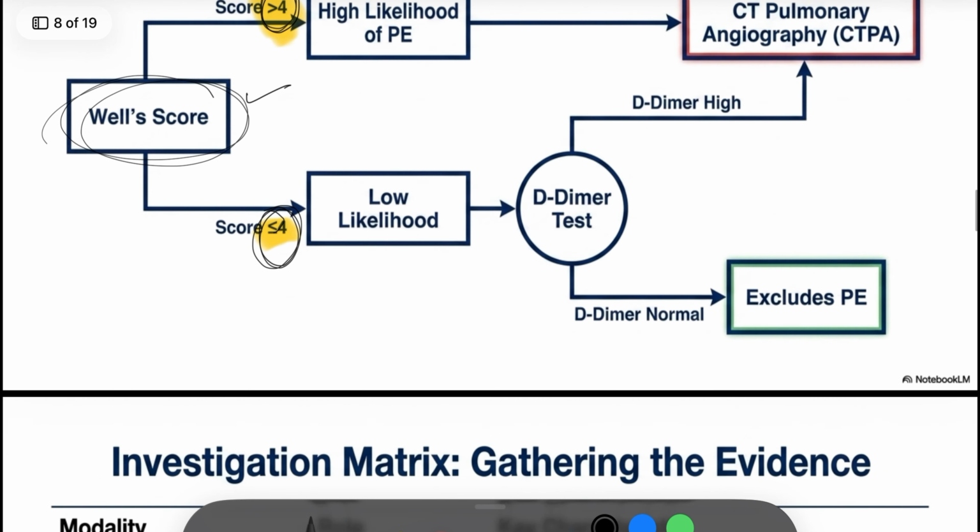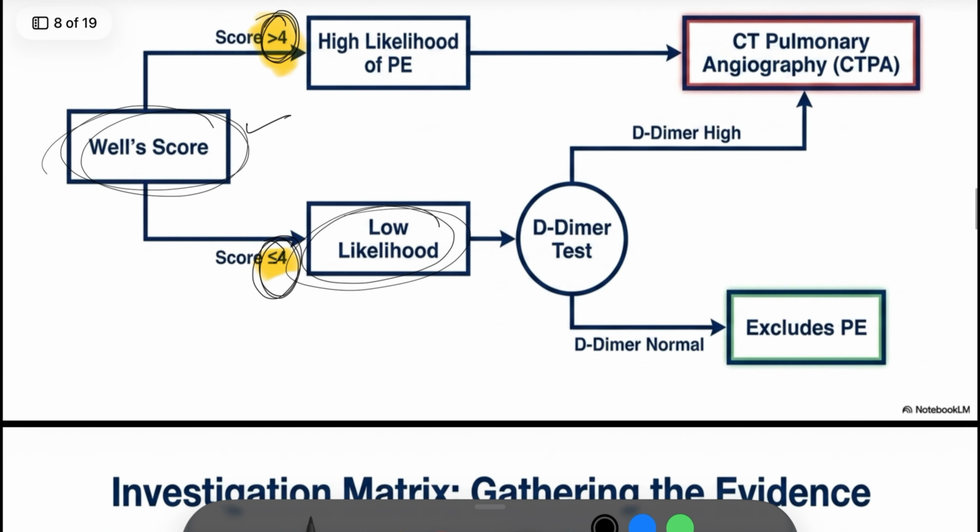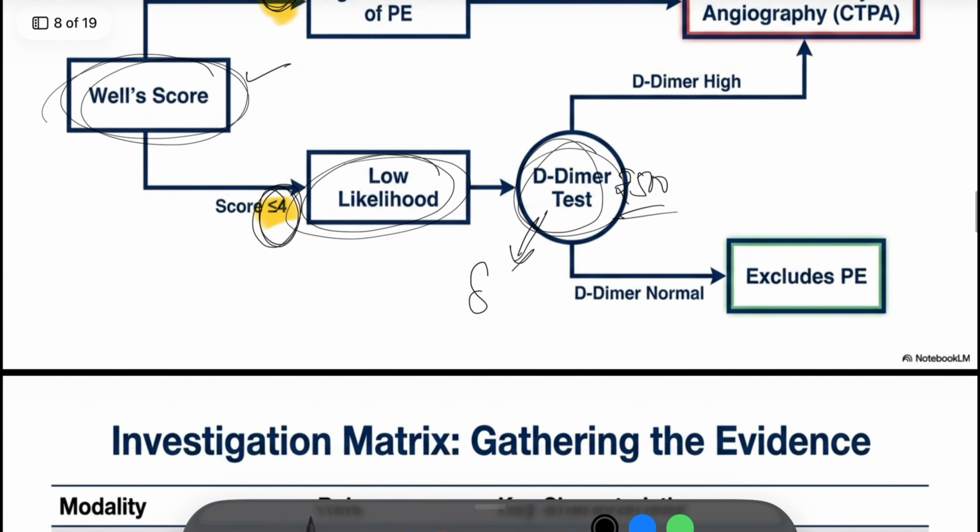If it is below or equal to 4, pulmonary embolism is less likely. So we go with the 500 rupees test, that is D-dimer, which is the initial test. It has more sensitivity than specificity. What does sensitivity mean? If it comes positive, we can suspect. If it comes negative, there is nothing to worry about. So if D-dimer is normal, then exclude pulmonary embolism. There is some other cause, so you have to check further for other causes.